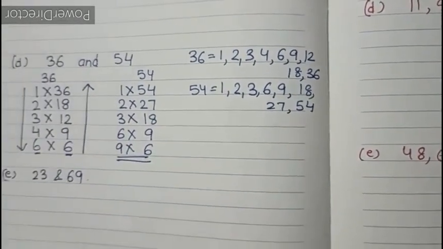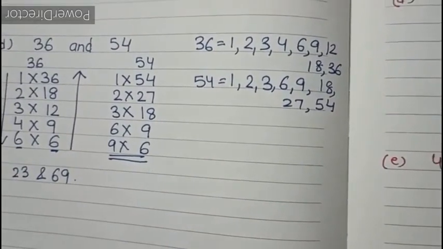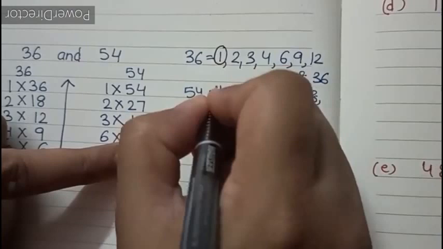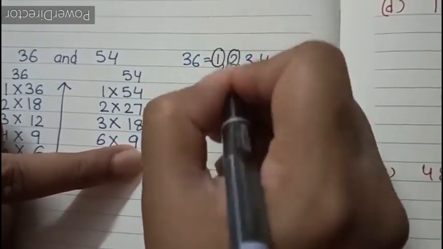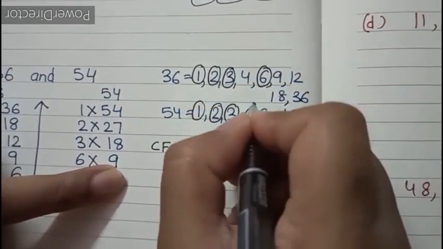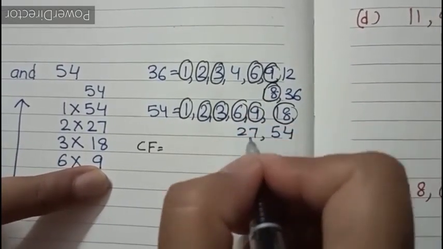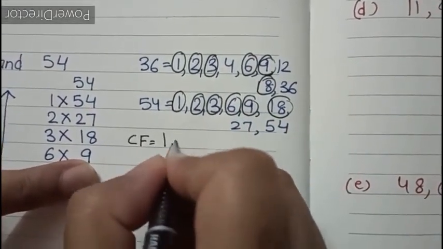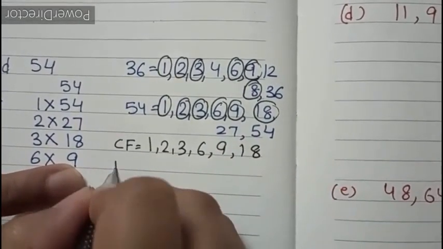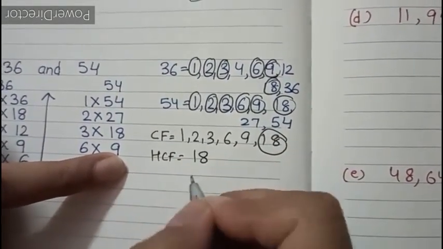Let's put a circle on the common factors. What are the common factors? 1, it is there in both. 2, again there. 3, it is there. 6, 9, 18. That's it. So 1, 2, 3, 6, 9 and 18. And which one is the highest from here? 18 is the highest. So what is the HCF? 18.